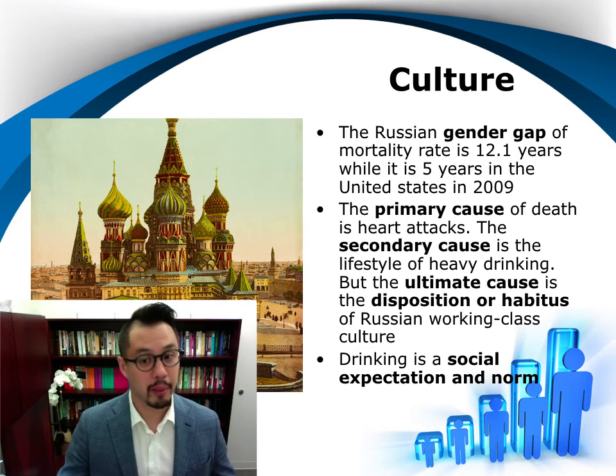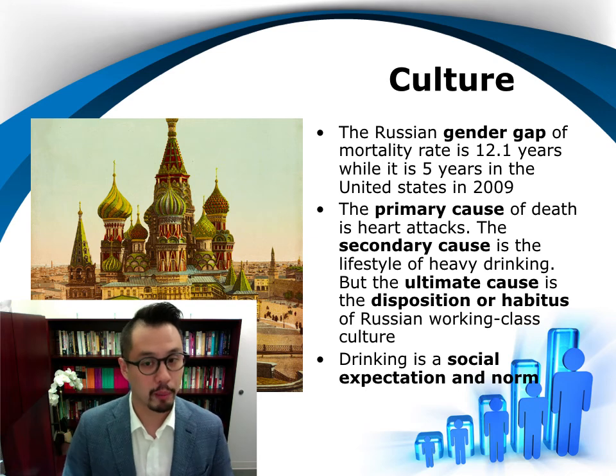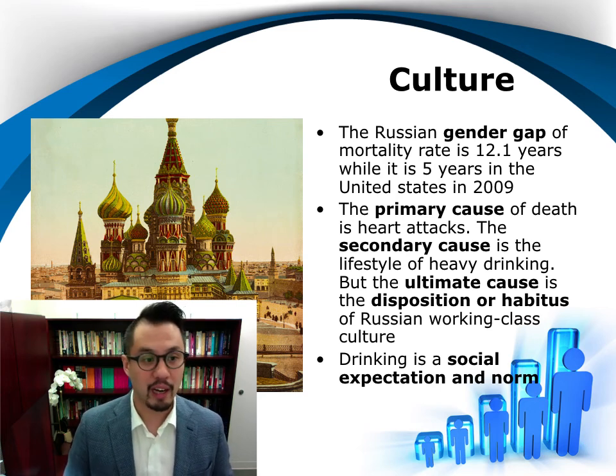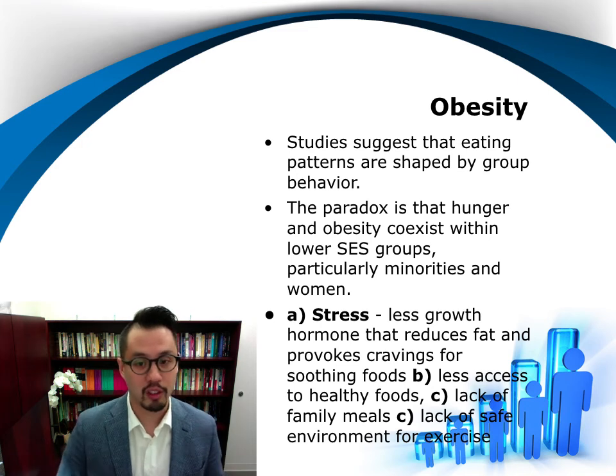Although national culture does permeate all classes, and there is such a thing as a national norm and culture, each socioeconomic class has its own cultural practices and lifestyle choices, such that taste and preferences also track alongside class divisions. We have seen something similar with smoking and how it's related to socioeconomic status in the United States. Obesity is another example of a disease that tracks alongside class lines. Studies suggest that eating patterns are shaped by group behavior. The paradox for people living in poverty is that hunger and obesity can coexist within the same socioeconomic status groups, particularly among minorities and women.